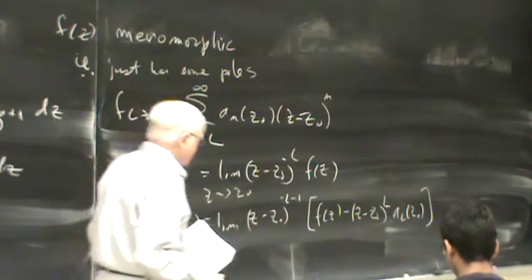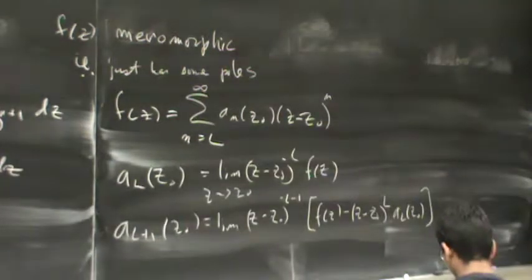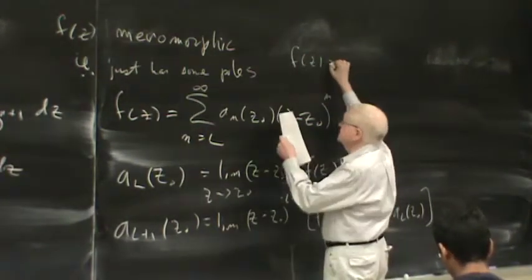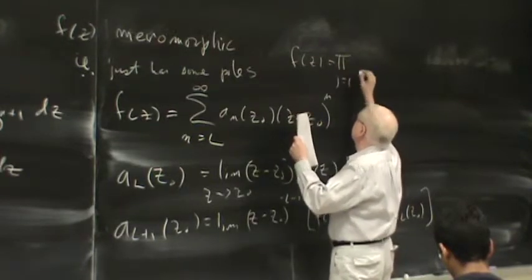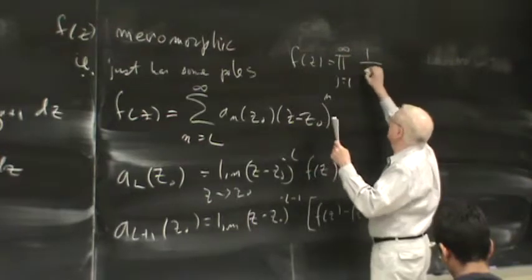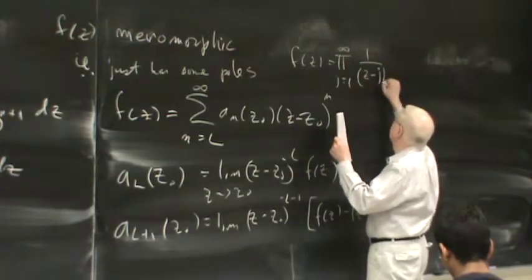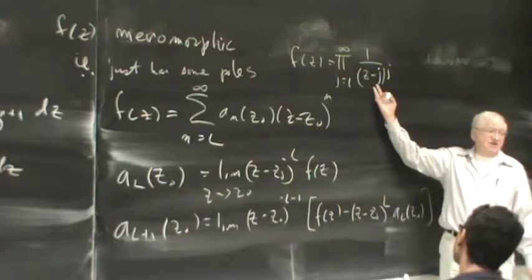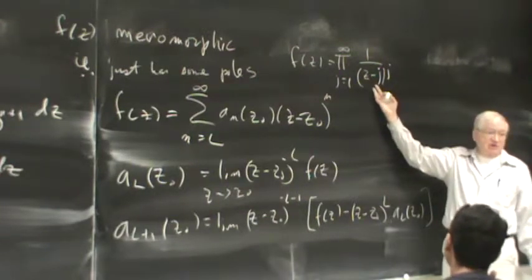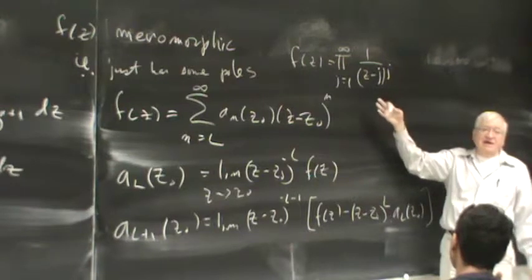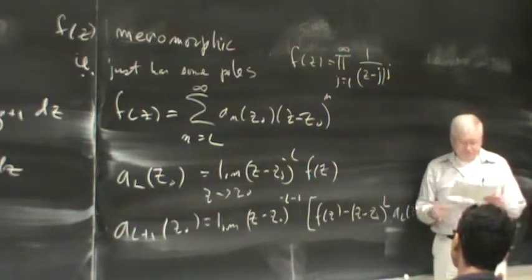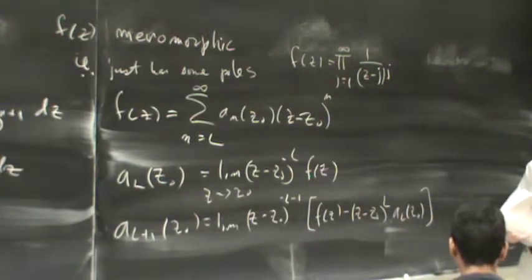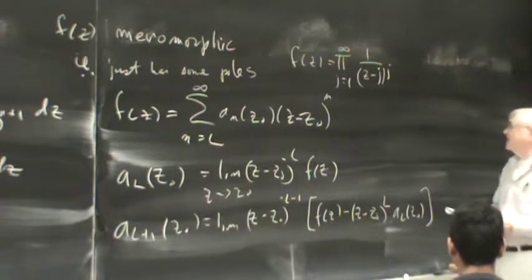An example of a function with poles is, for instance, f of z is an infinite product, j equals 1 to infinity, 1 over z minus j to the j. All right, so this has a pole at every positive integer. The first pole is a simple pole, the second one is a pole of order 2, and at j it has a pole of order j. It is meromorphic because it's analytic except for poles.